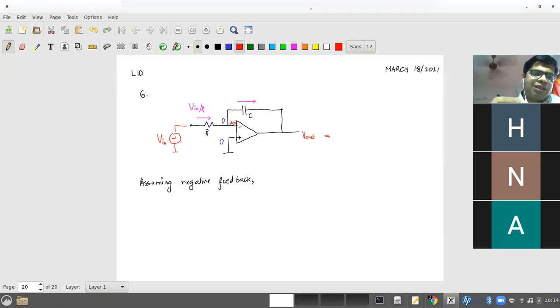So the current through the capacitor, I through the capacitor, is C dVC by dt, supposing I call this VC. What is VC in terms of V out? Minus V out. Minus V out, right? Okay. Very good. So now what is V out then?